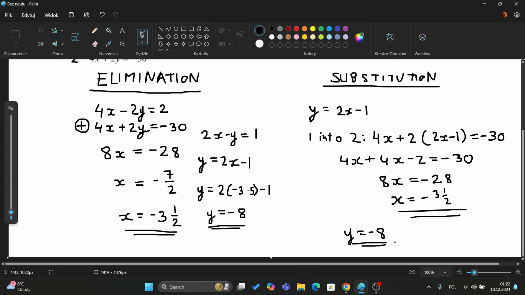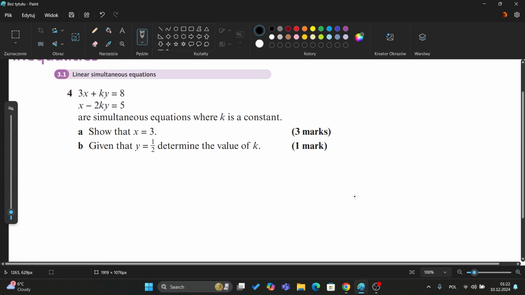So here we have slightly different approaches, but they're all working the same. We get the same result, and whichever method you like, you can use in an exam, unless it says that you have to solve by a specific method. Okay, and here we're going to go to the exercise questions.